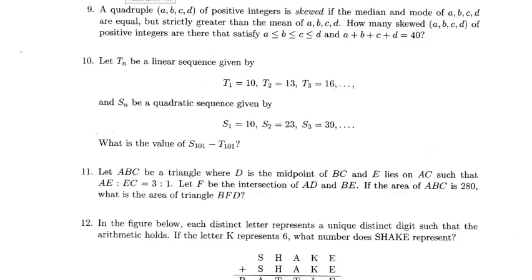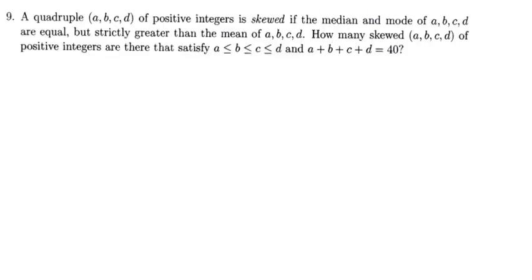SMO 2020 Junior Section First Round, problem number 9. A quadruple ABCD of positive integers is skewed if the median and mode of ABCD are equal but strictly greater than the mean of ABCD. How many skewed ABCD of positive integers are there that satisfy A is less than or equal to B, less than or equal to C, less than or equal to D, and A plus B plus C plus D equals 40?